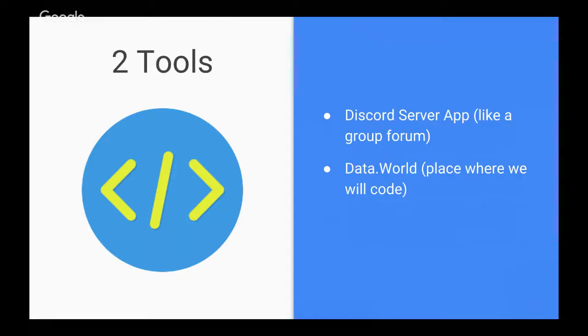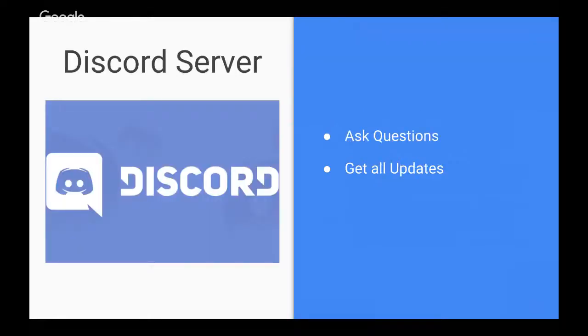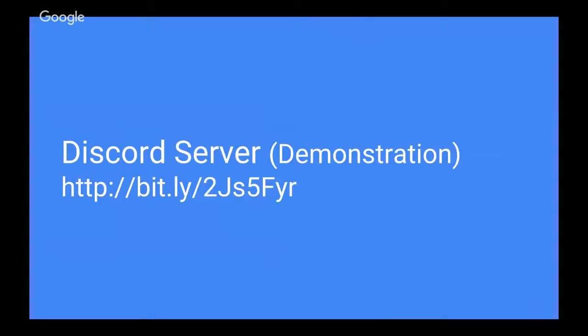For those who are new, there are going to be 2 tools we're going to be using today. First is the Discord server app. And second is this website called data.world, which is going to be the place where we are going to be coding. Discord, for those who are new, is the place where we ask questions. It's also the place where I'll be posting all the updates. So that's the go-to place. If you're new and haven't signed up yet, this is the link for you to sign up to our Discord server app.